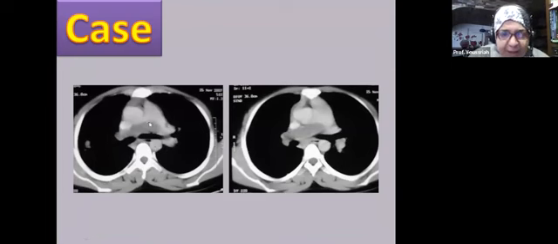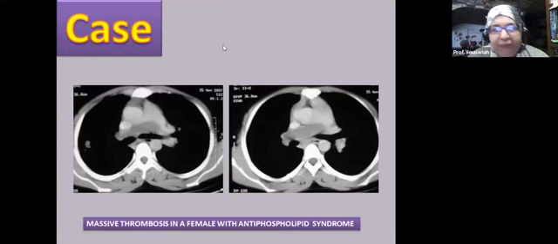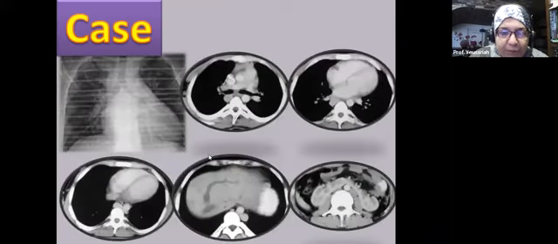Now here we have the main pulmonary artery, and the right pulmonary artery show a large central filling defect with a saddle extension to the left one. A central filling defect is an acute thrombus. So now we have seen chronic thrombosis, how they look like, and this is acute thrombosis. This is massive thrombosis actually in a female with antiphospholipid syndrome.